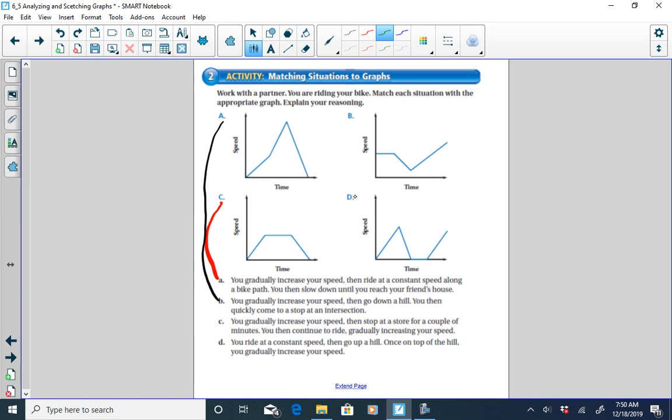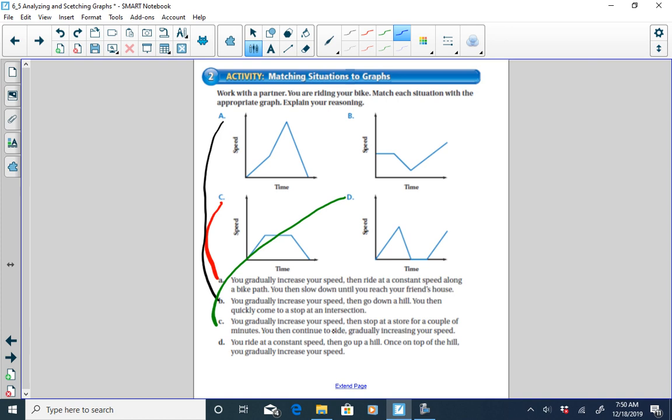Well, obviously that would have to be graph D, because once again you're gradually increasing your speed. Then you come to a stop that's here, right? And now you're stopped for some period of time, because now your speed is 0 and time still continues as it goes from left to right, but your speed is 0. And then it says that you start gradually increasing your speed again, so choice C would have to go with graph D. Then obviously that would mean choice D goes with graph B, but let's read it anyway.